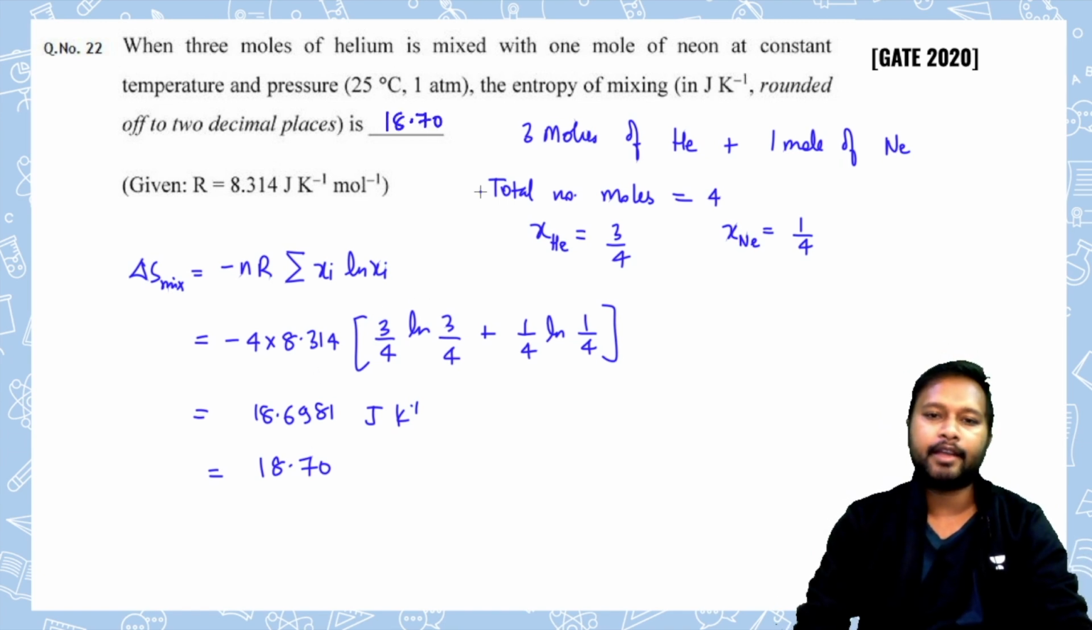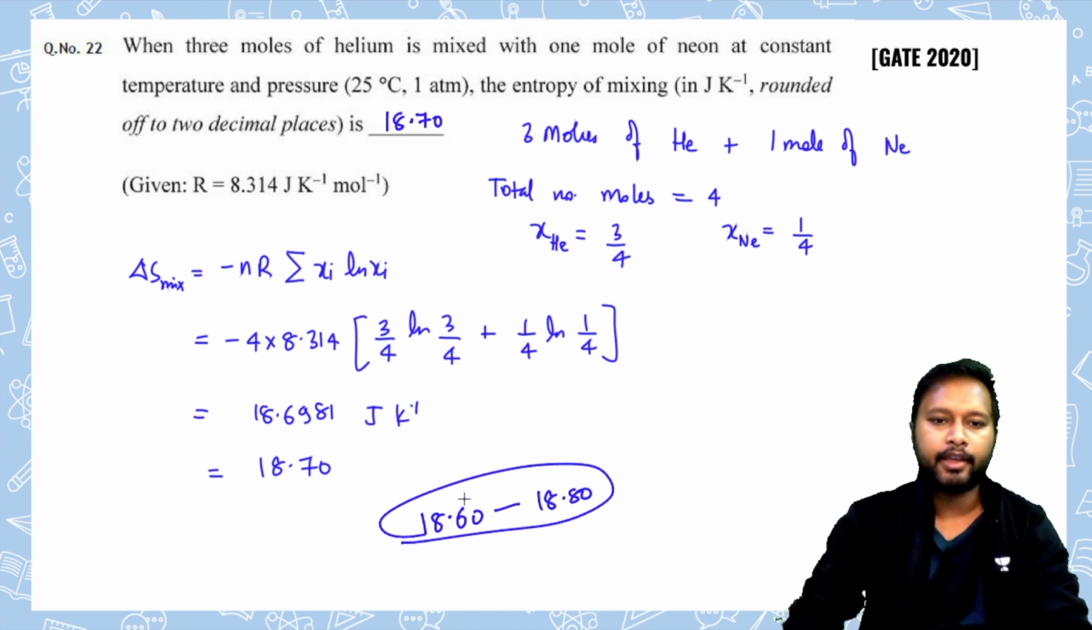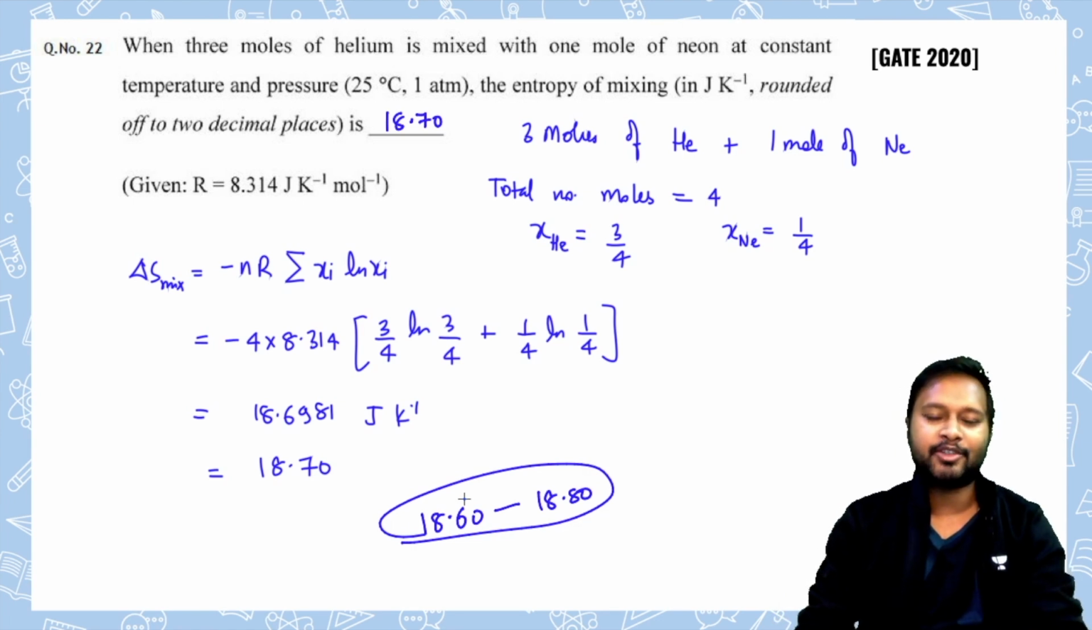And that's what is going to be the answer, and the range for the answer in the official answer key is from 18.60 to 18.80. So anything between that will be acceptable by GATE. So this is how this question has to be done. Alright, so let's go for the next one then.